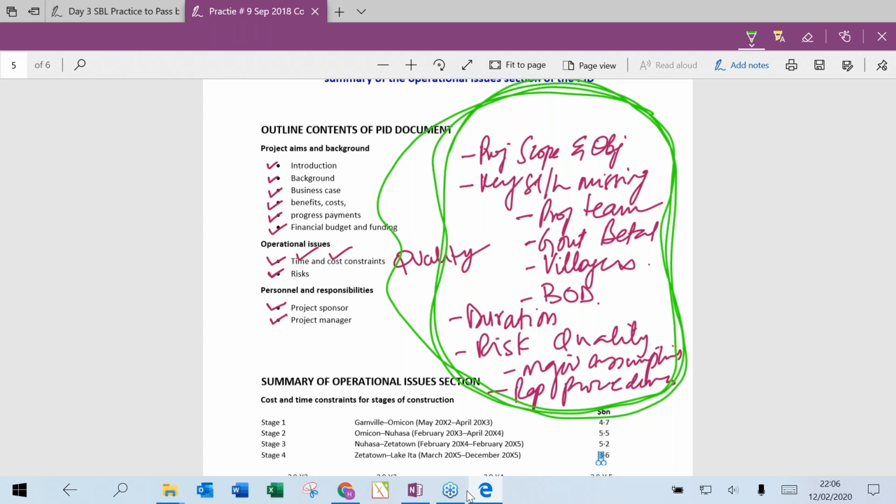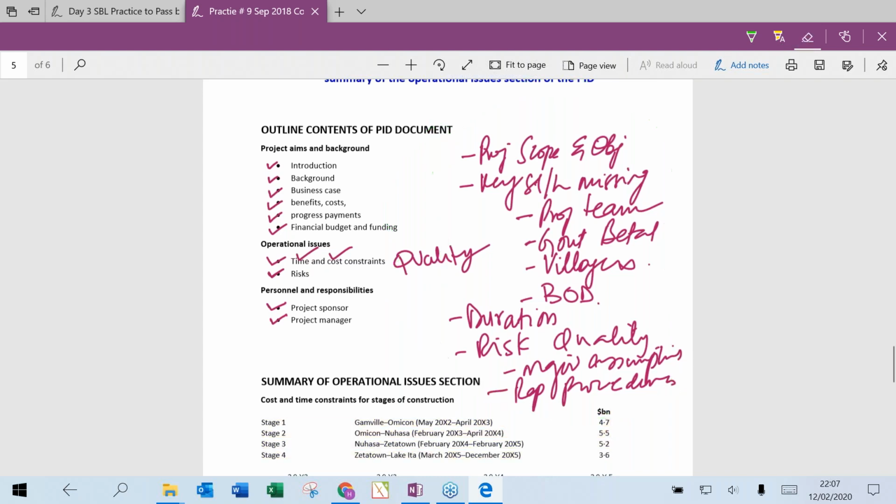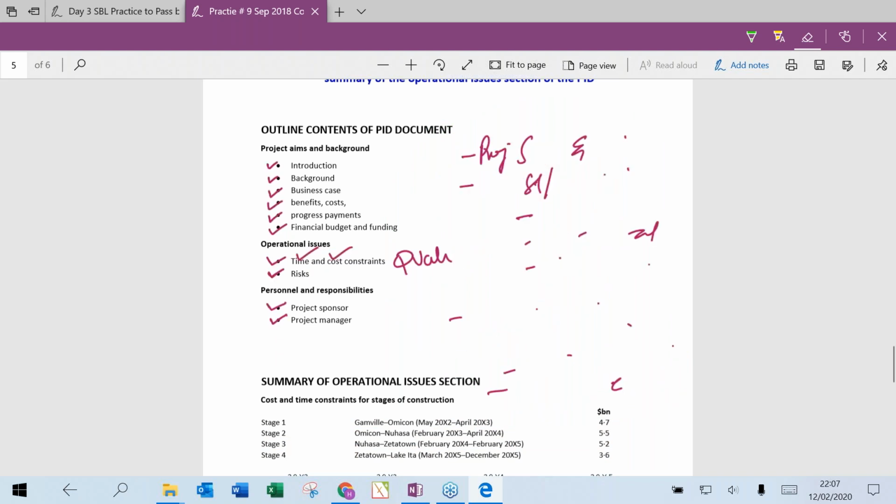We should recommend that project scope and objectives should be included, which should be quantifiable. Key stakeholders are missing, and all the key stakeholders should be included, specifically project team, government, villagers, board of directors. The duration should be included. You understand the approach? This is what I wanted to show you. Okay. So now on the PID, I identified the shortcomings. Don't forget to give the recommendation here because the question asked for recommendation.